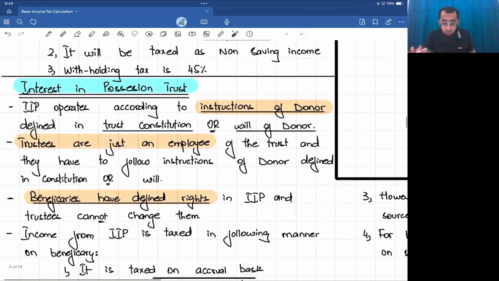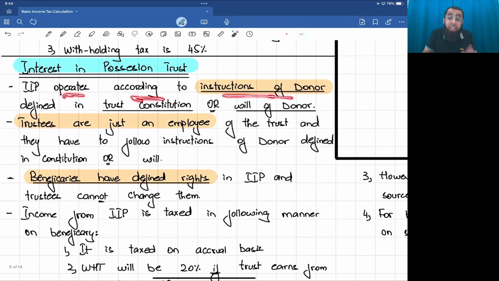But an interest in possession trust operates according to the instructions of the donor defined in the trust constitution or the will of the donor. Trustees are just an employee of the trust and they have to follow the instructions of the donor defined in the constitution or the will. A real trust. Trustees are in reality meant to be the employees. They are like the board. They just have to follow the instructions given by the real owner, the donor who gave the assets.